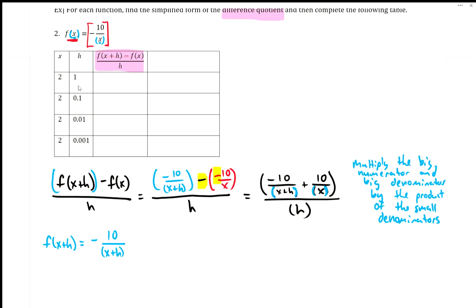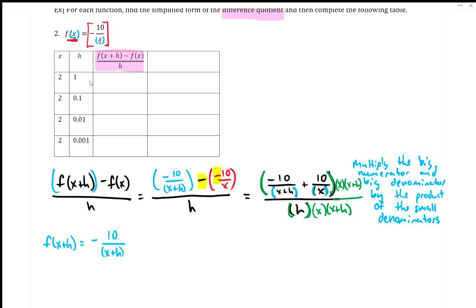Let's do it in green. This whole big numerator and this whole big denominator are going to get multiplied by the product of that in the blue. Okay, so I'm going to squeeze that in right here. The product is x times x plus h. And then whatever we do to the top, do to the bottom. There we go. And let's extend that.